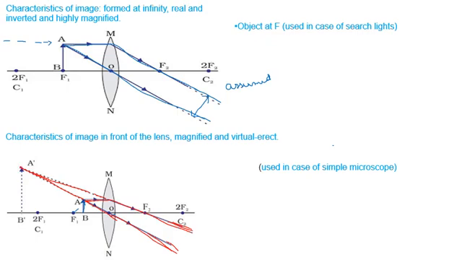And wherever they are meeting, our brain will visualize the object at that point. And how is the object? As you can see, the object is magnified, it is erect, and it is virtual, because these rays are not actually meeting. It is just an illusion that these rays are meeting at the back.